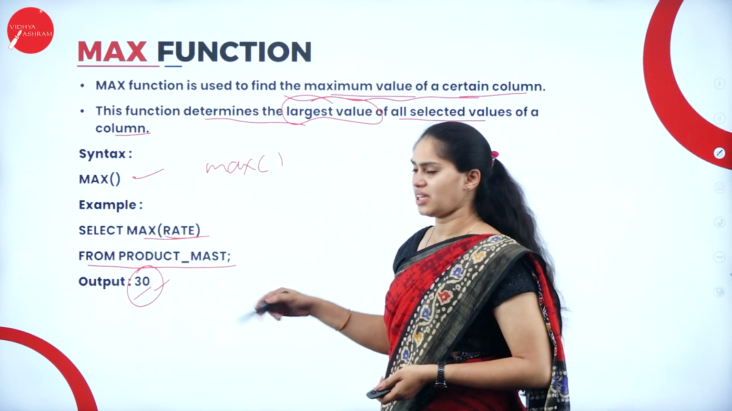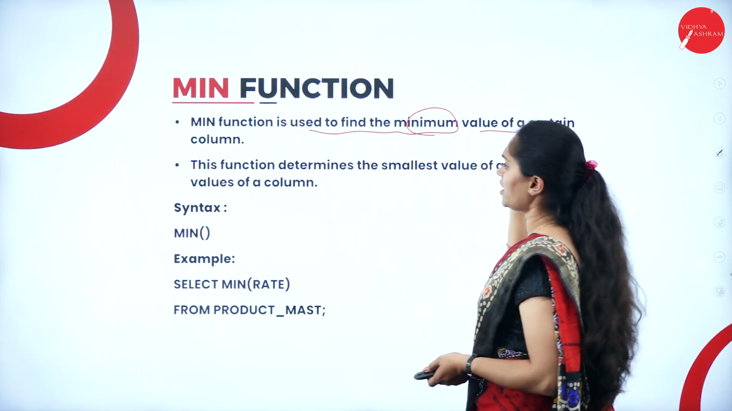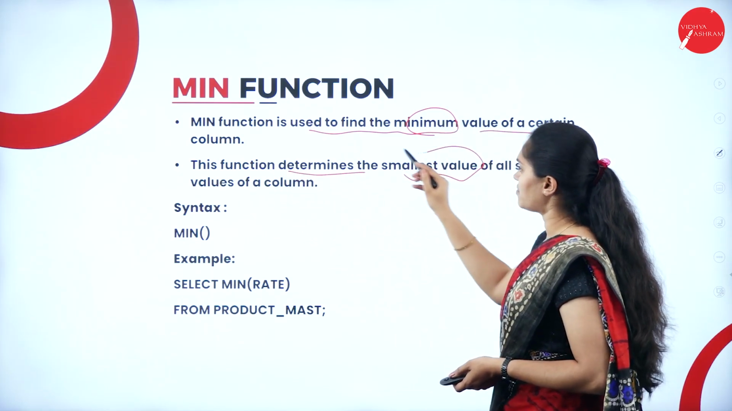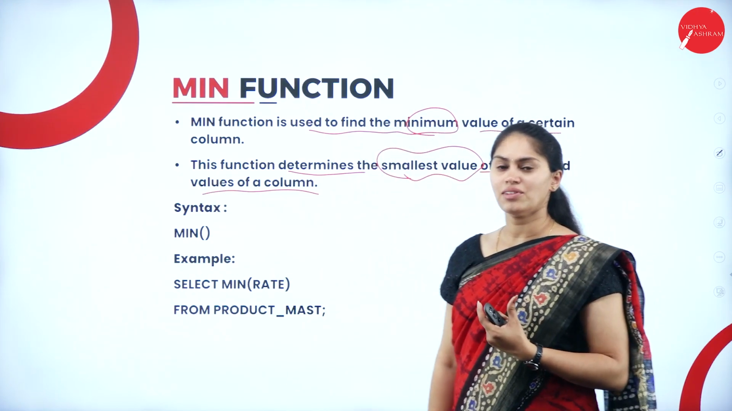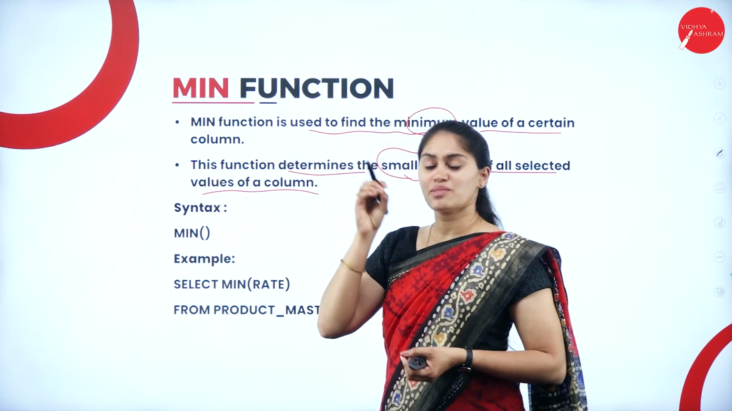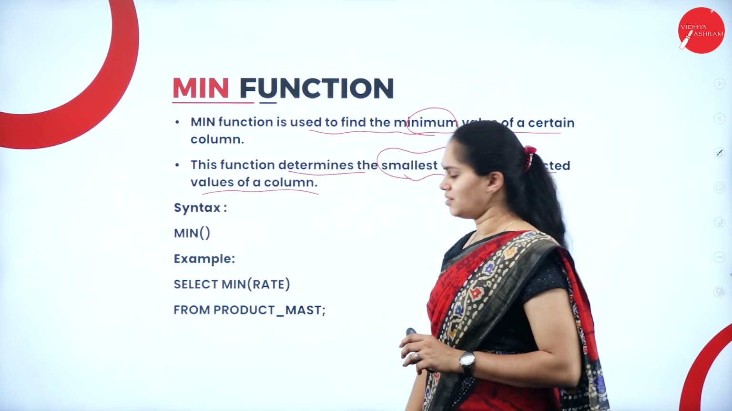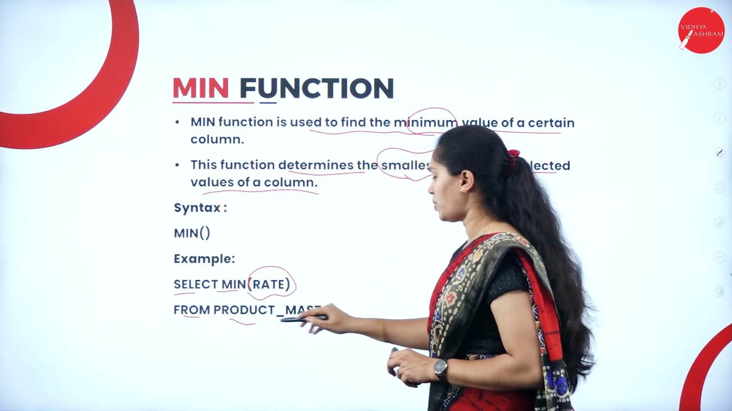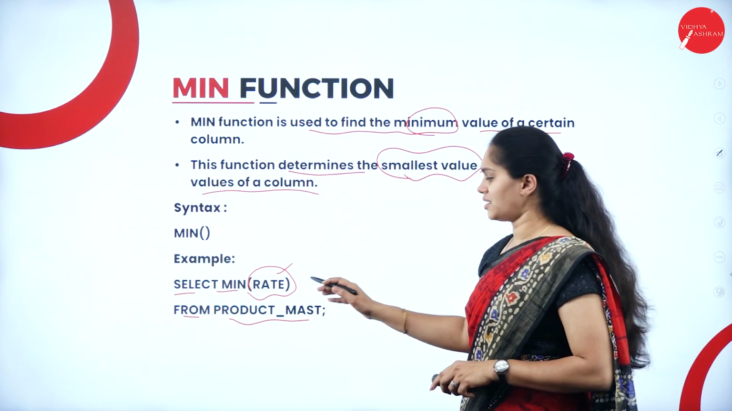We can do the same thing with respect to minimum also. This is used to find the minimum value of a certain column, right? This function determines the smallest value of all the selected values of a column. Here also we can have a condition with the help of a where condition. If you want to find the smallest value among a set of values of a particular column, we go with the minimum function. So: select minimum of rate from product master.